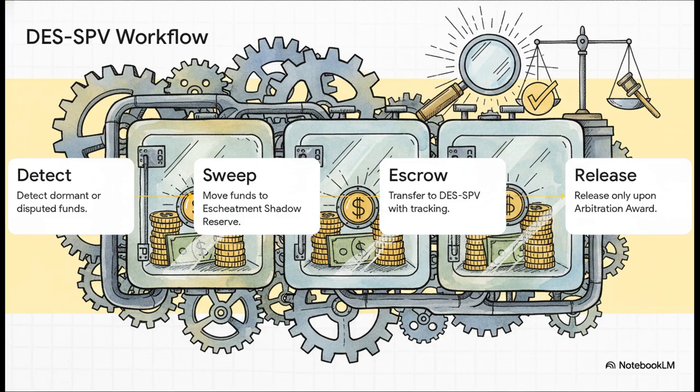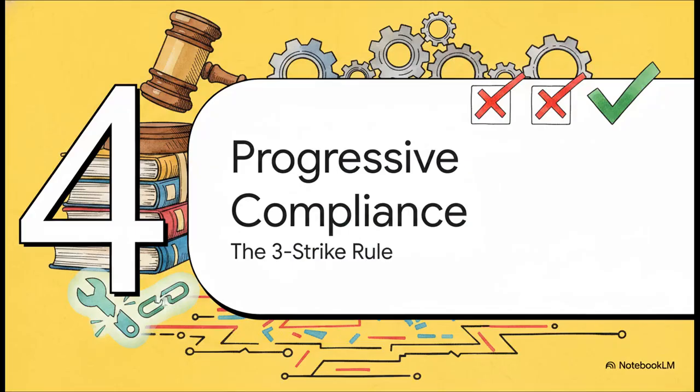This rigid, mechanical workflow where you detect the disputed funds, sweep them to a shadow reserve, securely escrow them with tracking, and only release them upon an arbitration award is brilliant. It shows any regulator or any arbitrator that the money is secure, segregated, and ready to deploy the very second that obligation is verified. All right, on to Section 4, Progressive Compliance, also known as the 3-strike rule.